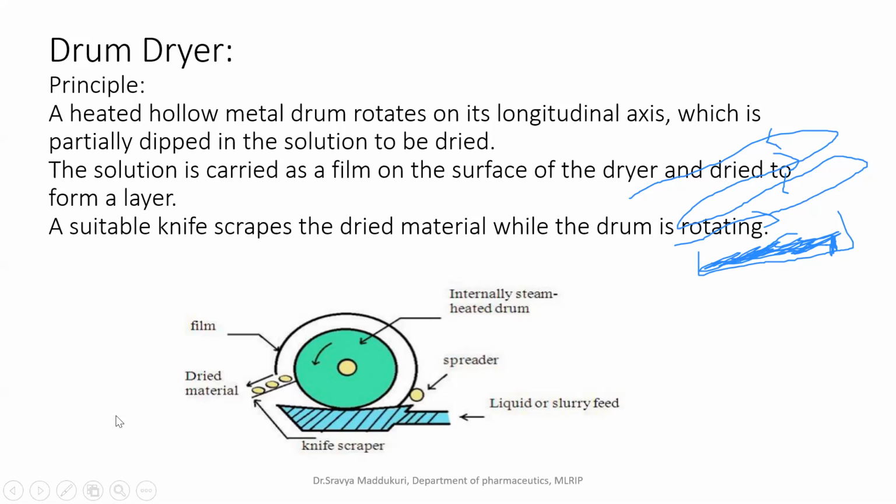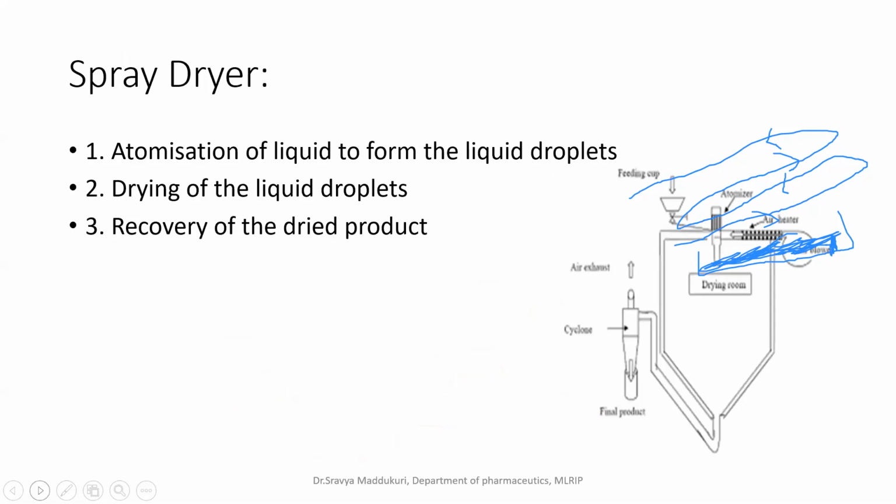This is the principle, very simple. As the drum rotates, as it completes each revolution, the paste that is in contact with the surface of the drum gets heated up and dried. Again, the same problem comes here. Thermolabile substances cannot be operated in this kind of equipment, right?